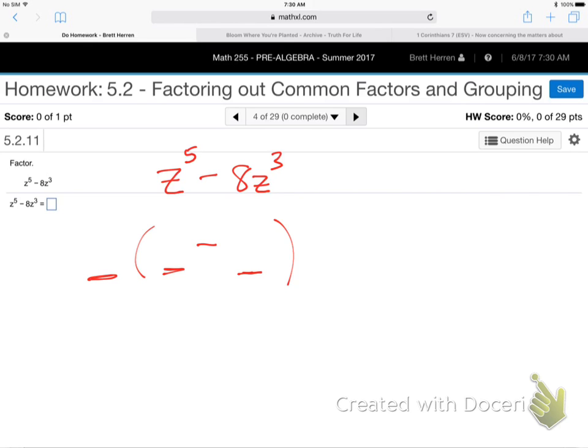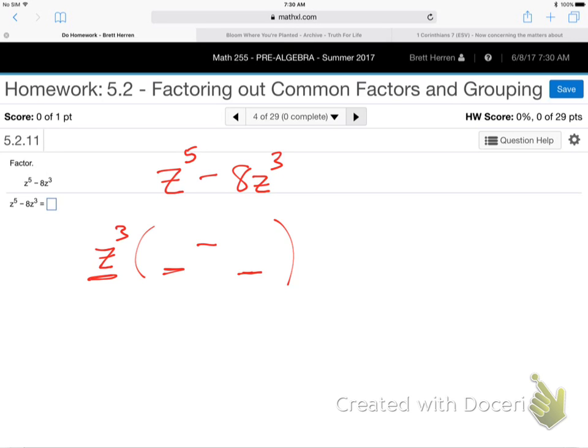All right, are we good? What do you put in the front? Yeah, the lower of the two powers, because that's the most they have in common. That's the most they both have.